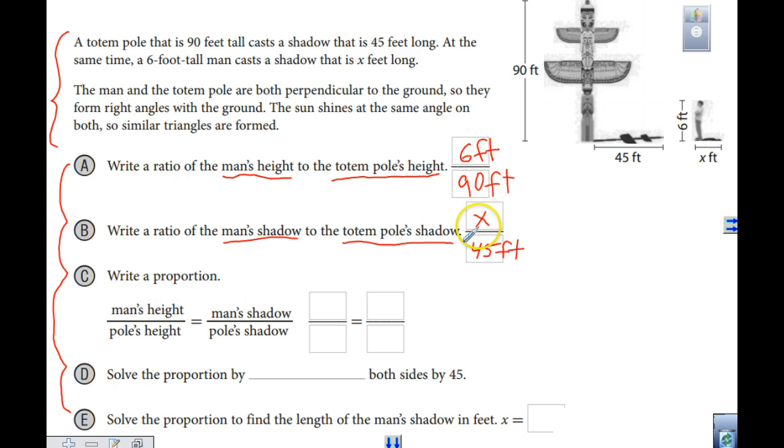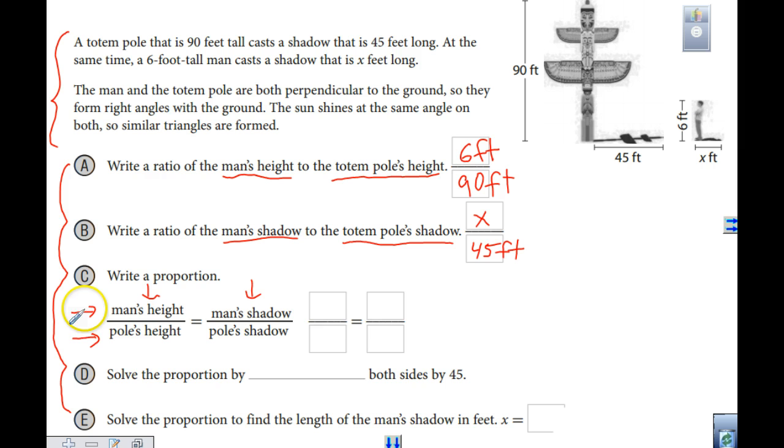Proportion, set these two equal to each other. You should note the way they set it up here: we have both the heights here and both the shadows here. Over here on the side, we have both measurements about the man on the top and both measurements about the people on the bottom. This has to be consistent for every problem.